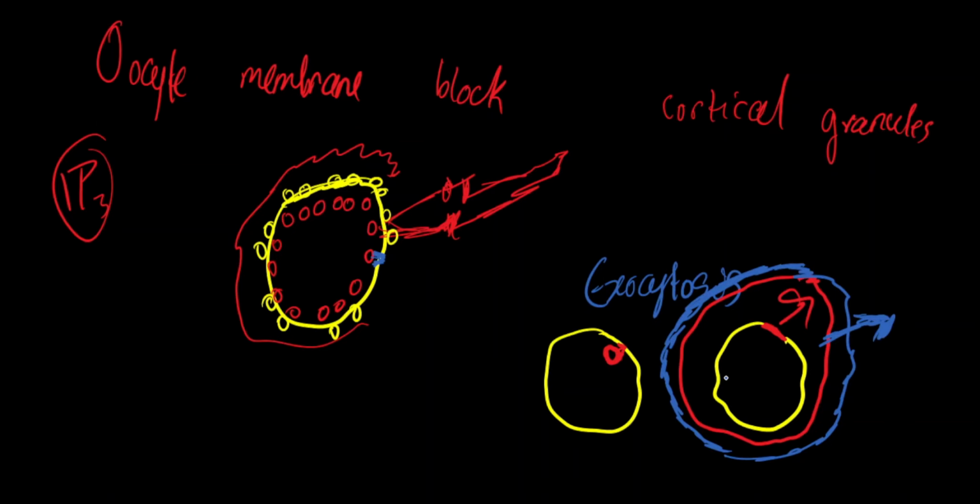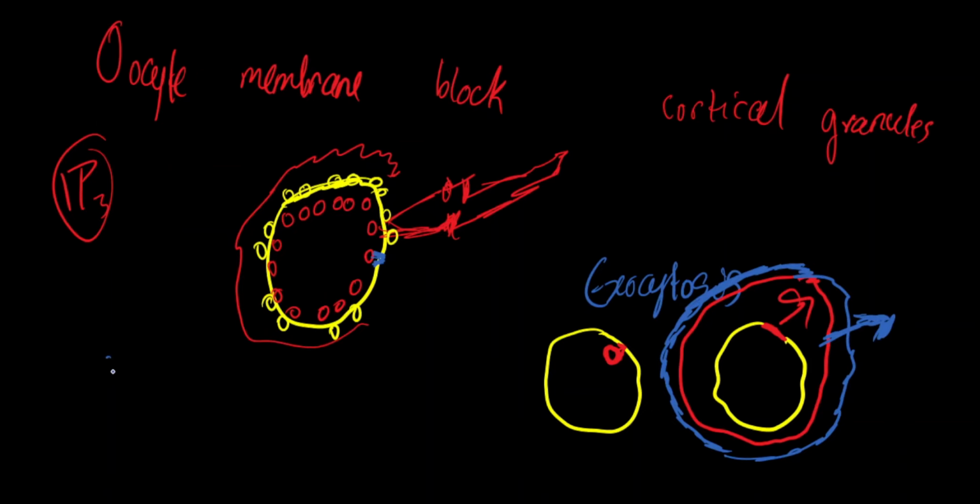Some of the secretions from these cortical granules also seep into the zona pellucida. Okay, because the zona pellucida is a porous glycoprotein layer. Now, when they seep into the zona pellucida, it causes the hydrolysis of the sperm binding receptors. Remember we stated earlier that the ZP3 has sperm binding receptors to which the sperm binds.